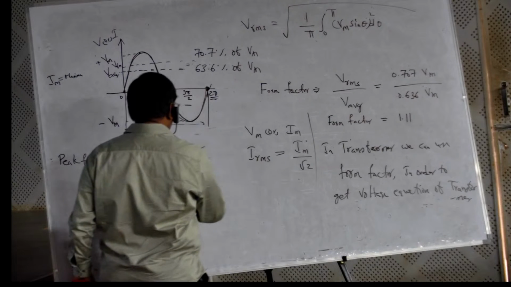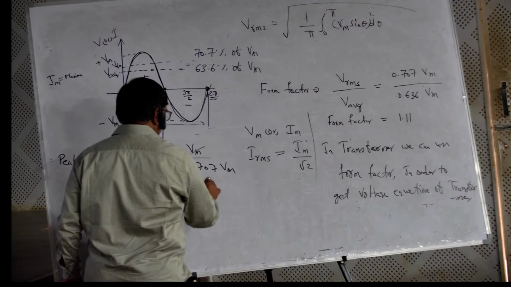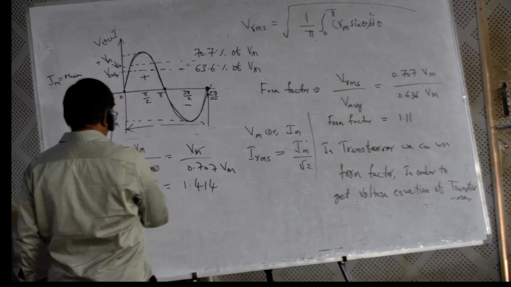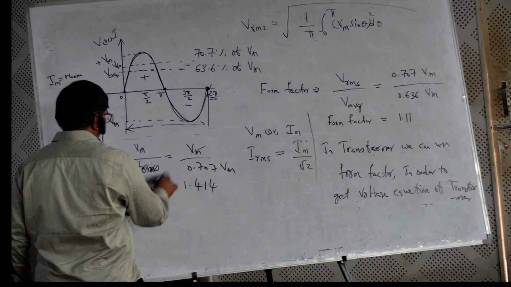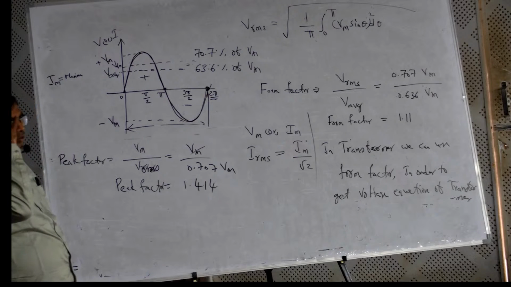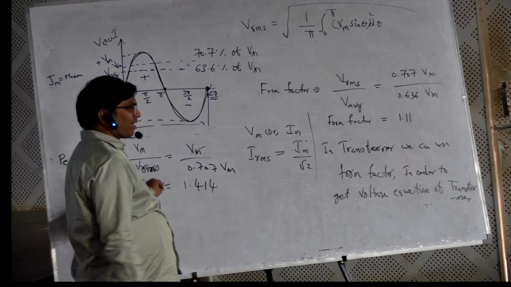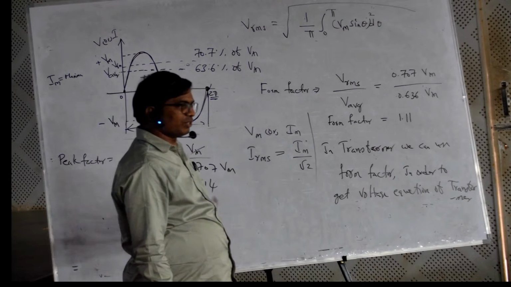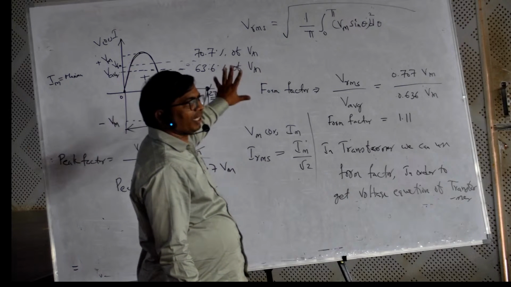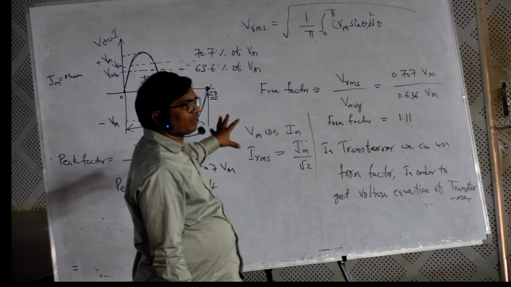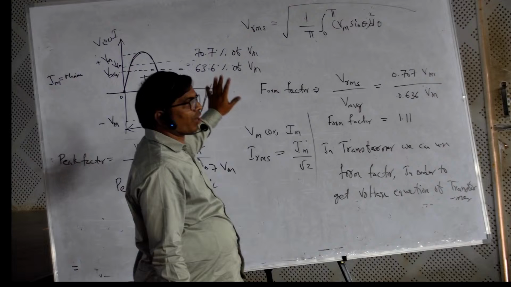RMS is nothing but 0.707 Vm. So here 1.414. This is correct. So peak factor is 1.414. This peak factor we are not using in any machines, just note it down. With respect to alternating quantity, these are the main terms and derivations.